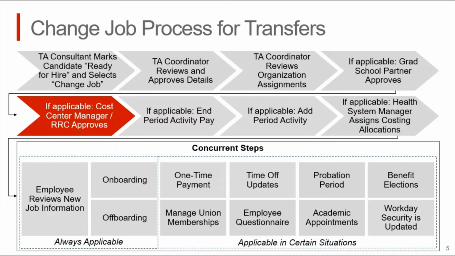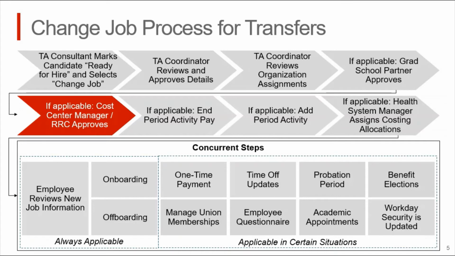Step 7. If applicable, add period activity pay. Initiator will receive the to-do step. HR consultant will review. Step 8. If applicable, health system manager assigns costing allocations. This will be applicable for certain job management roles in the health system. It will automatically route to the manager.